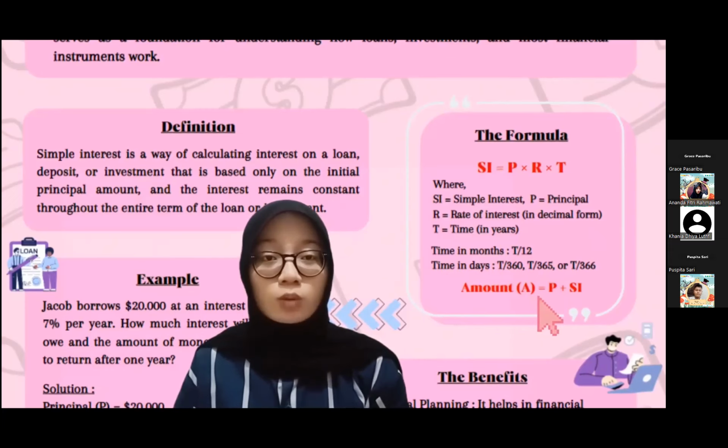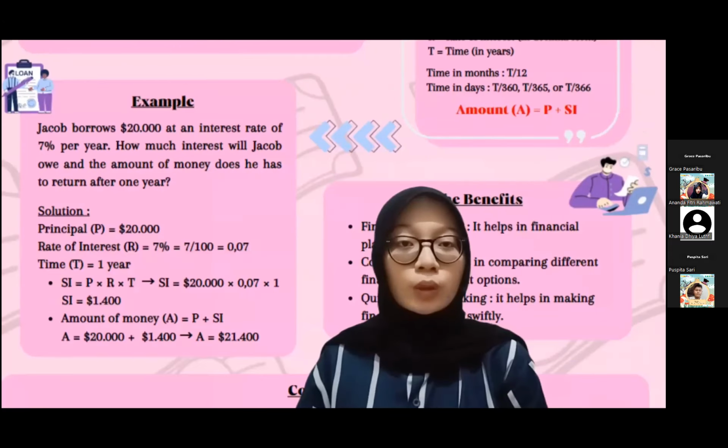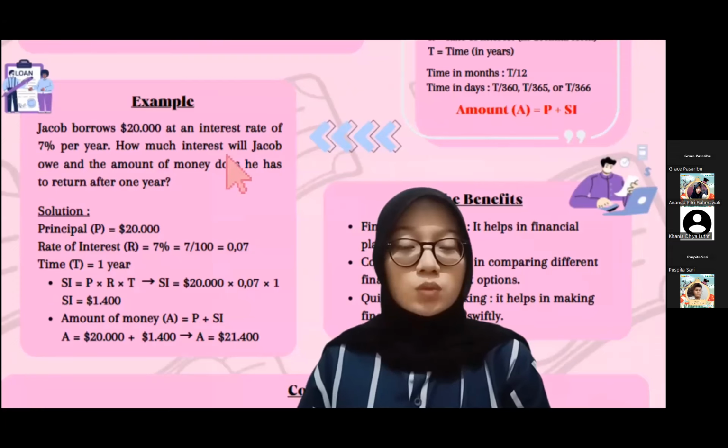And how to calculate simple interest using the following example in terms of a loan. Jacob borrows $20,000 at an interest rate of 7% per year. How much interest will Jacob owe, and how much money does he have to return after 1 year?